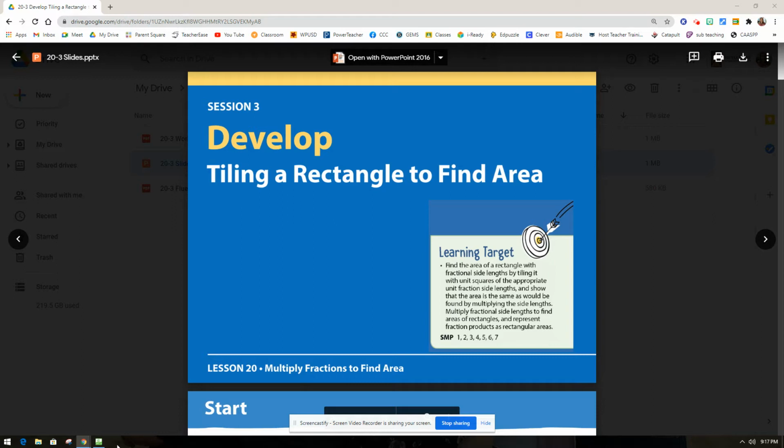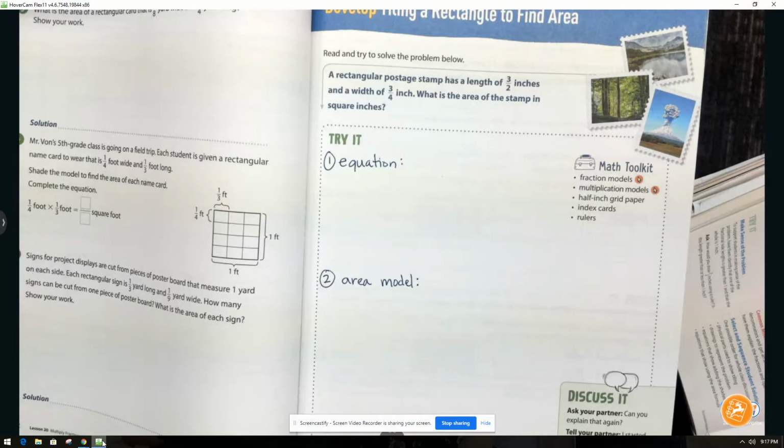So we're going to be working in our Ready Classroom Math workbook. We'll be on pages 413 through 418. So go ahead, take out your Ready Classroom Math workbook and turn to page 413.